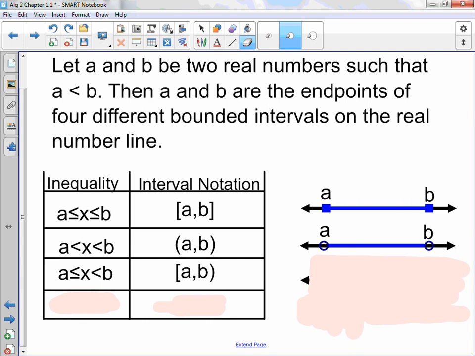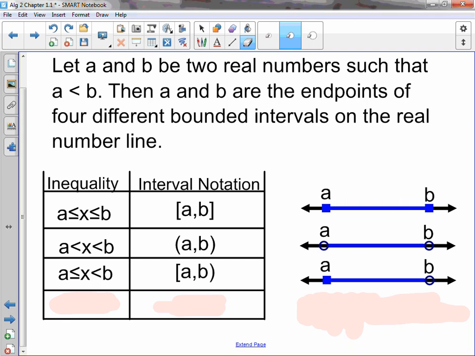Now we could have the case where A is less than or equal to X is less than B. So A would be included because we have that equals. B would not be included because it's not equals. So A would have the bracket, B has the parenthesis because it's not equals. And so on the graph, our point at whatever A is would be filled in. Our point at B would be open because it's not equal.